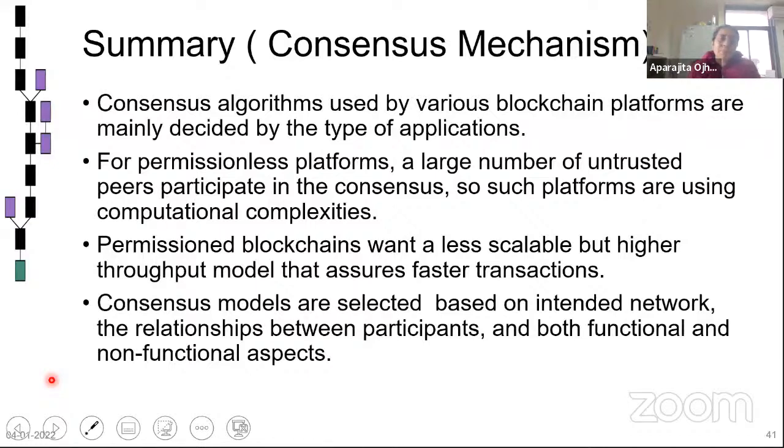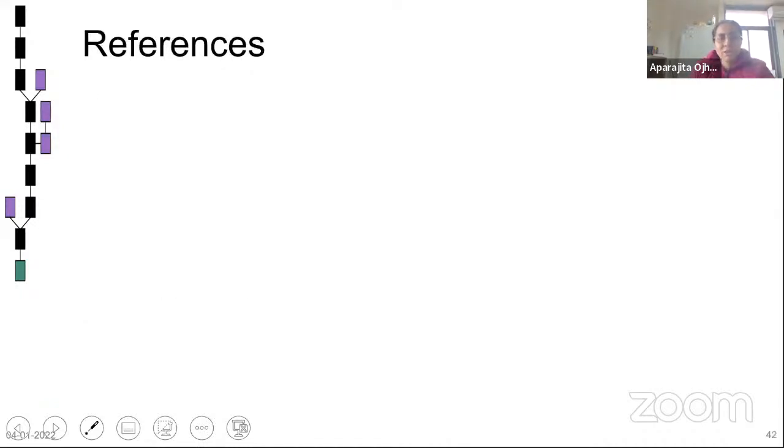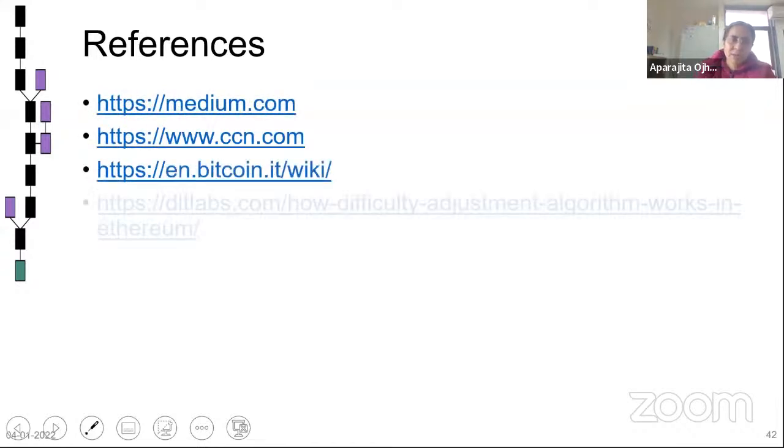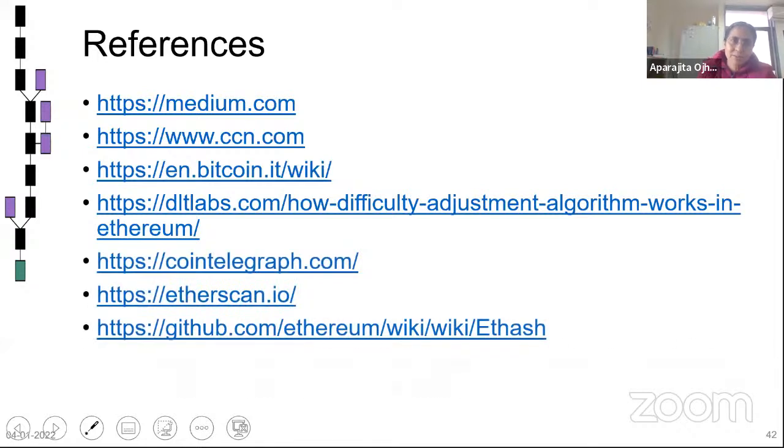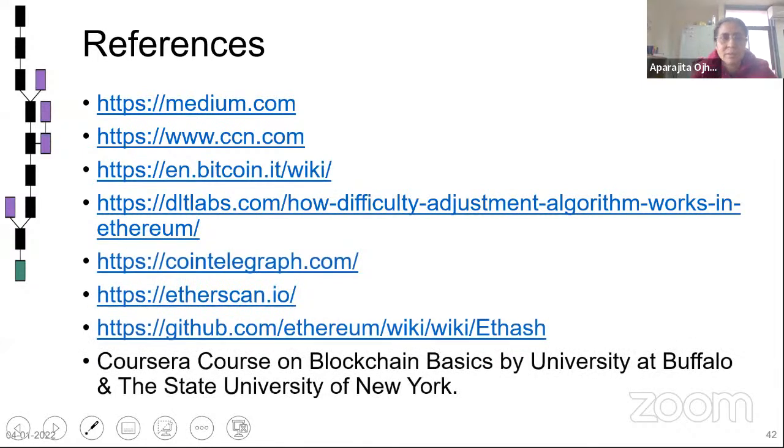So permission blockchain wants a less scalable but higher throughput model. Then consensus models are, so we will be dealing more with permission blockchain later when you do Hyperledger Fabric. So these are the references, my dear participants, and I think there are still 4 minutes. We can stop sharing here.